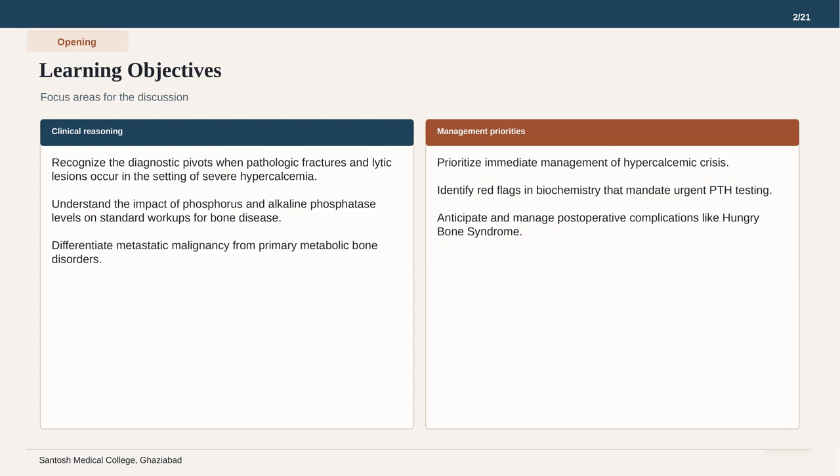Finally, we will discuss how to anticipate and manage significant post-operative complications such as hungry bone syndrome. Understanding these goals will help us navigate the complexities of this case effectively as the details emerge. To ensure everyone follows the flow of the discussion, let's take a quick look at our session format.